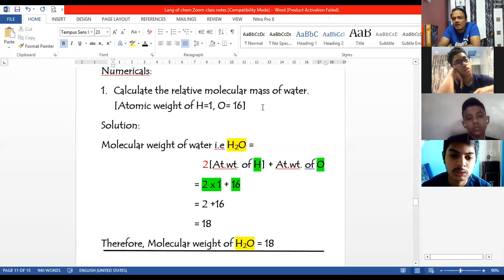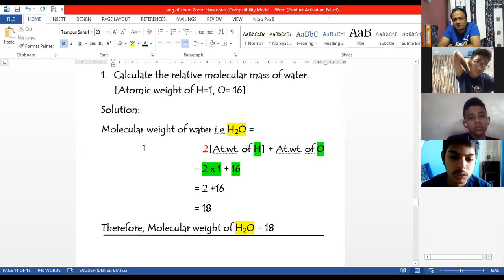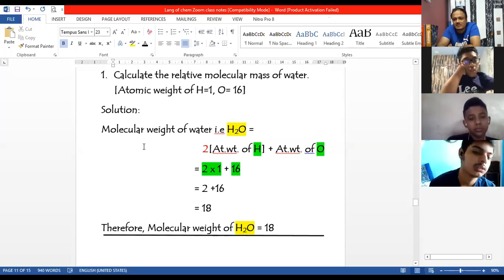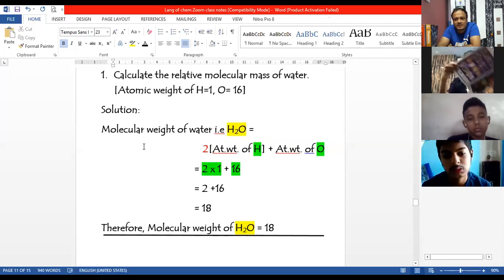So you need to know the formula of water. The formula of water is H2O. I'll be writing the steps. Steps are very important. If you skip the steps, you will be getting 0 marks in the exam. So steps should be written properly.